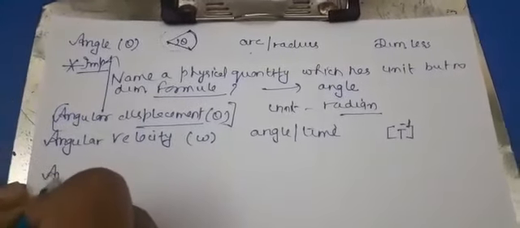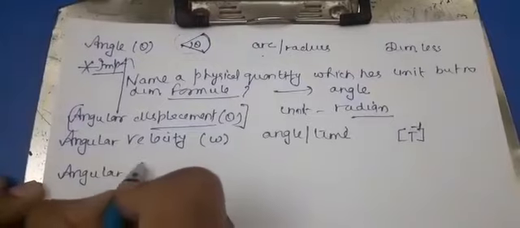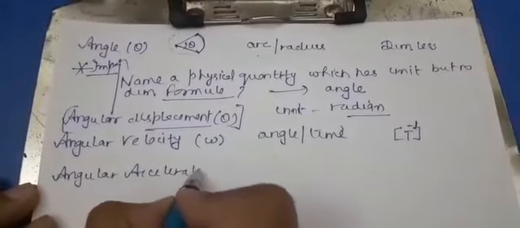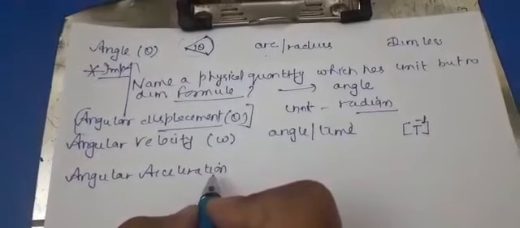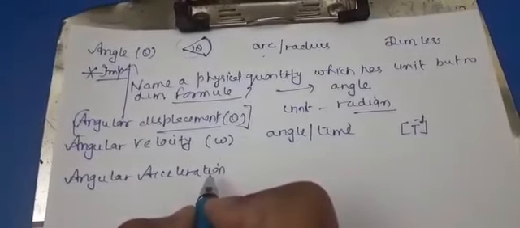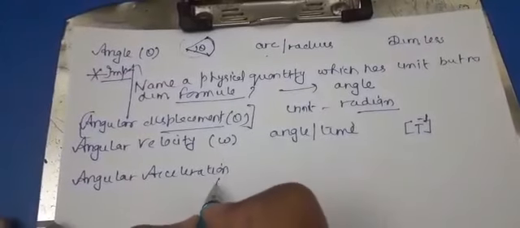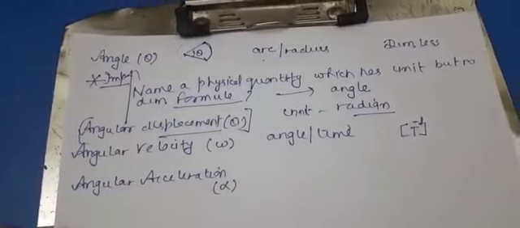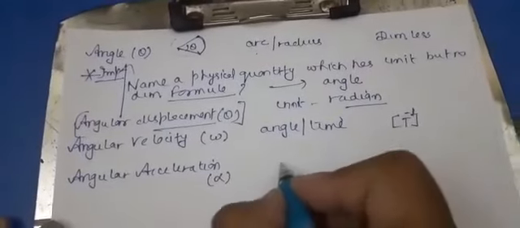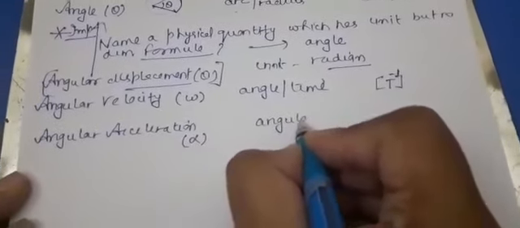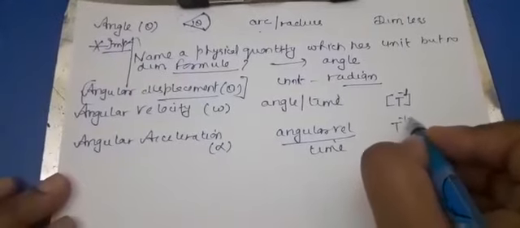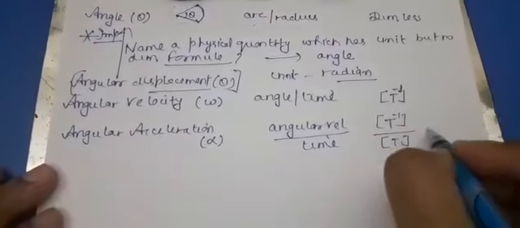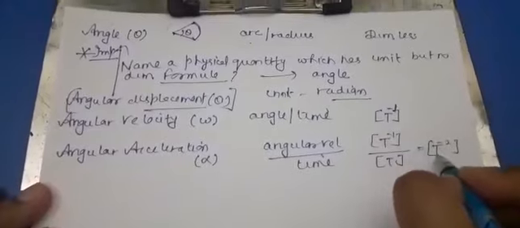Then is angular acceleration. Now linear acceleration, simply you have taken it by a or g. Here for angular acceleration, the alpha symbol is used. And this is taken as angular velocity per unit time. So angular velocity is T minus 1 and time is T. Then its formula will be T minus 2.